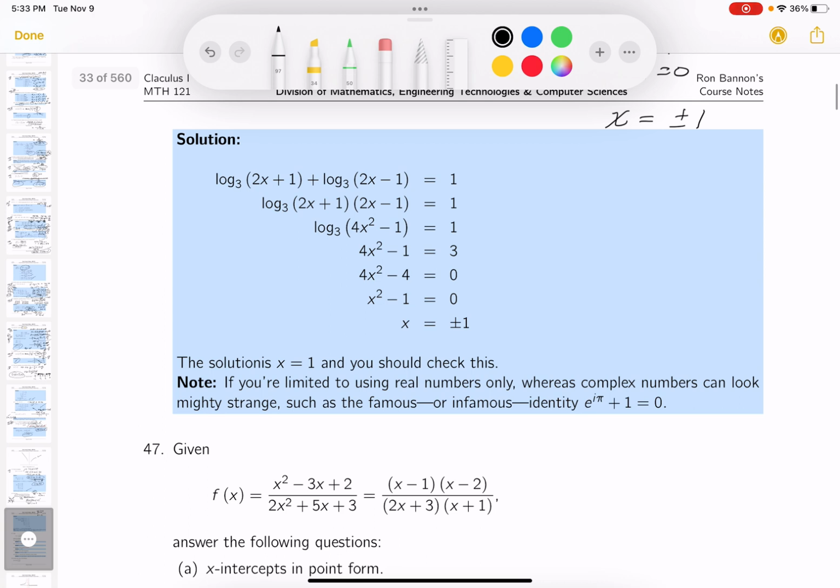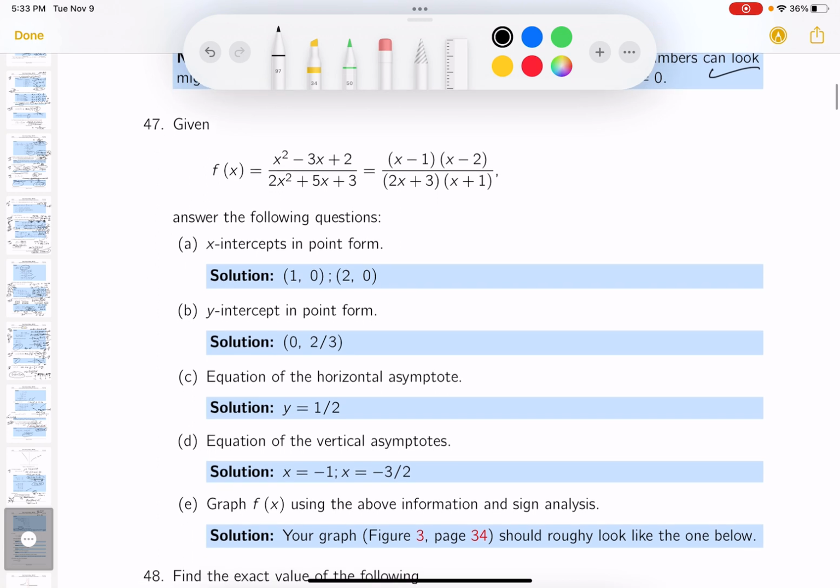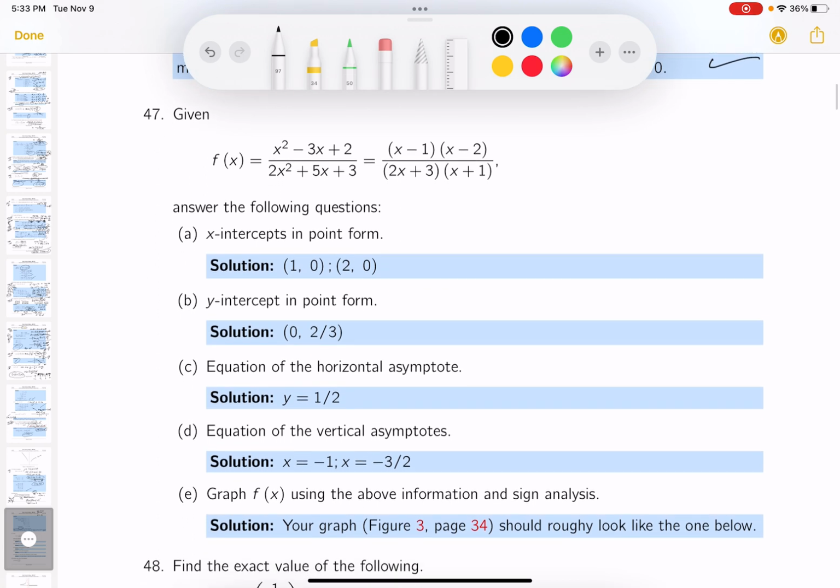Let's take a look at what they've got. They do say that you should check it. Now, they also mention complex numbers. Please don't worry about that at this point in the game. This one's a rational function, and they're asking specific questions about it.